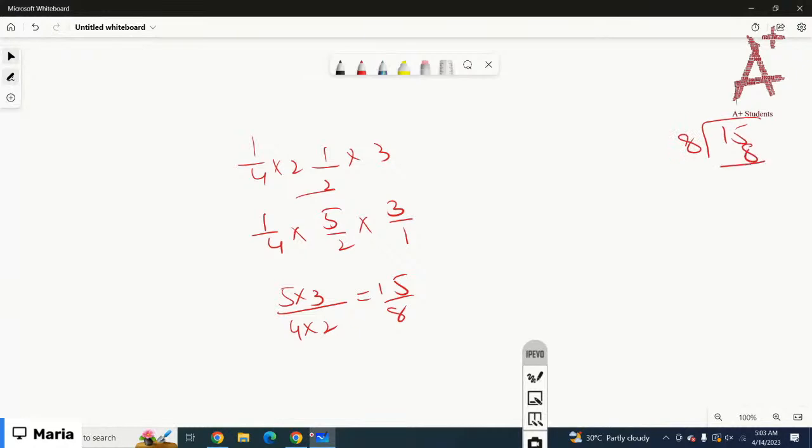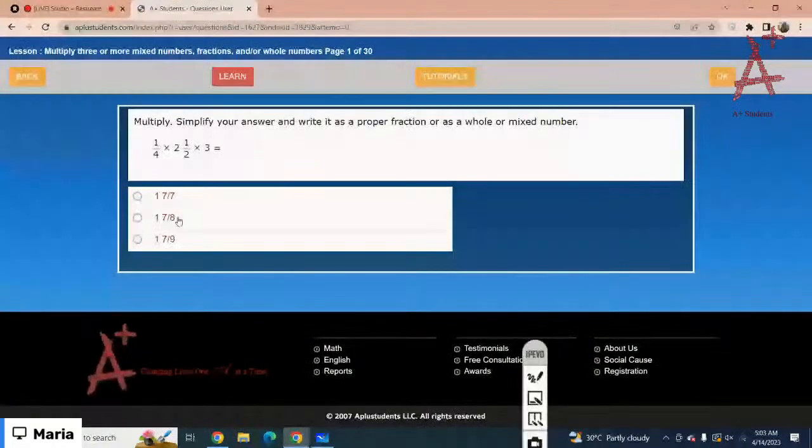Got it? Just divide 15 by 8. 8 times 1 is 8. Here you have 7. So the correct option is 1 whole 7 over 8. Got it? So it would be 1 whole 7 over 8. The second option is the correct option.